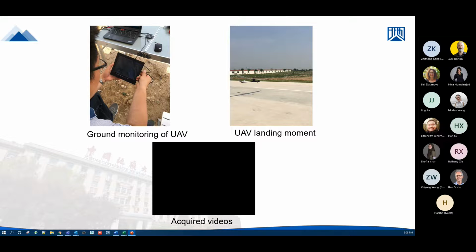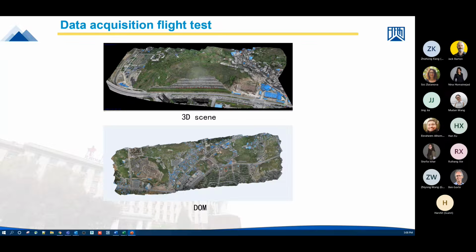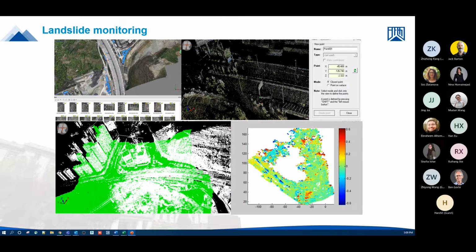Next. So those are the products we can have from the image processing. Next. So based on the models we acquired at different times, we can detect the change and also the deformation of the body of the slope. Next.